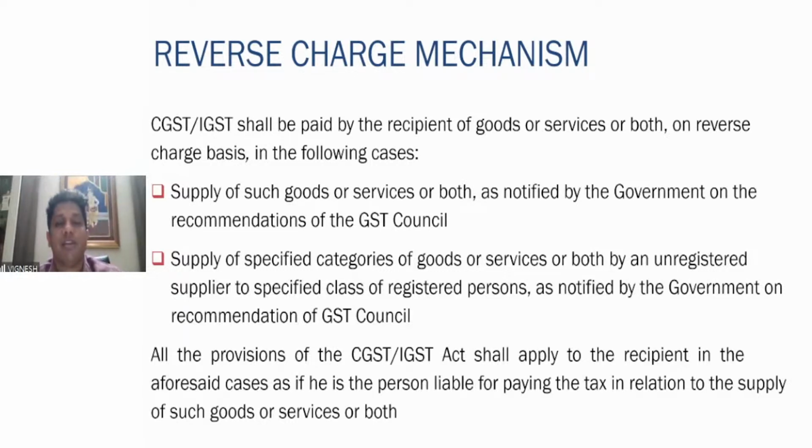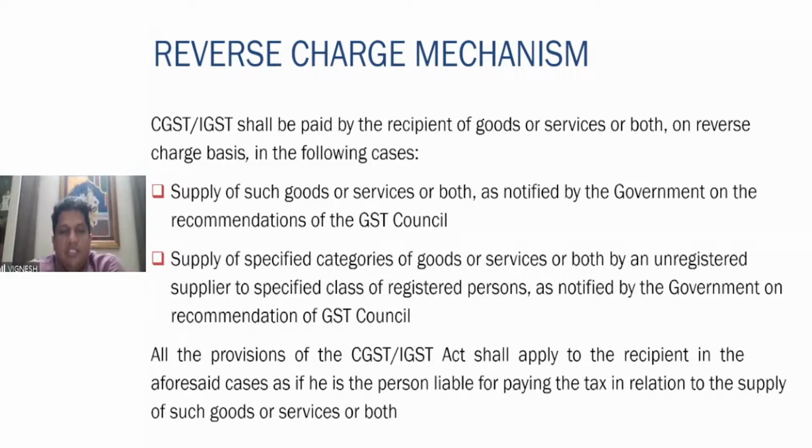In case of specified category of goods or services by unregistered supplier to specified class of registered person. So I am a registered person. I am procuring the goods or services from an unregistered person with regard to specified categories, which we will discuss at a later point of time in today's session itself. In that particular situation, the person who is procuring is registered. He is procuring from an unregistered person. So he has to pay the same on the reverse charge mechanism.